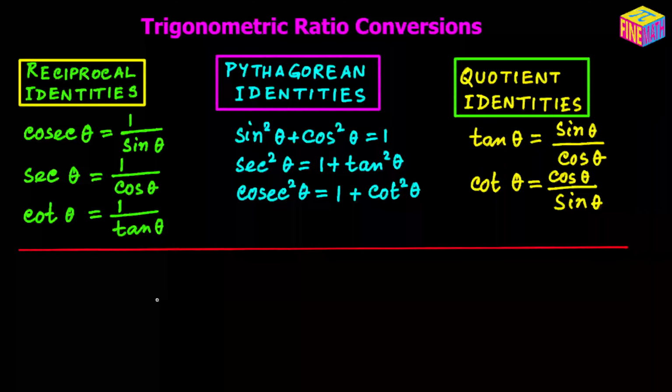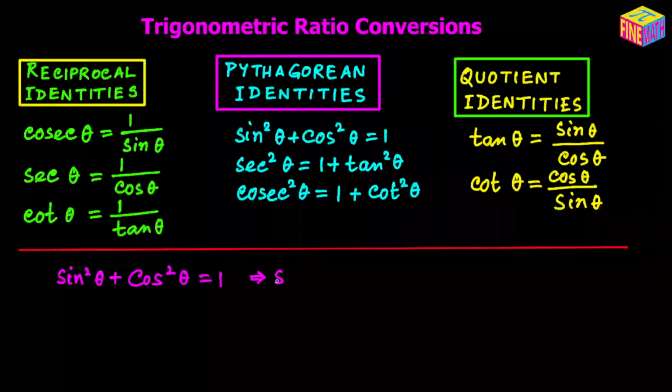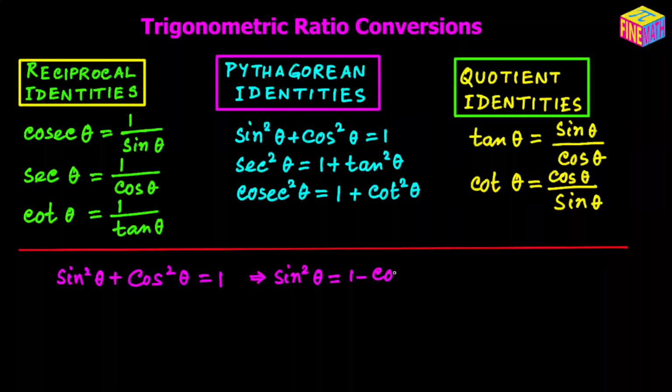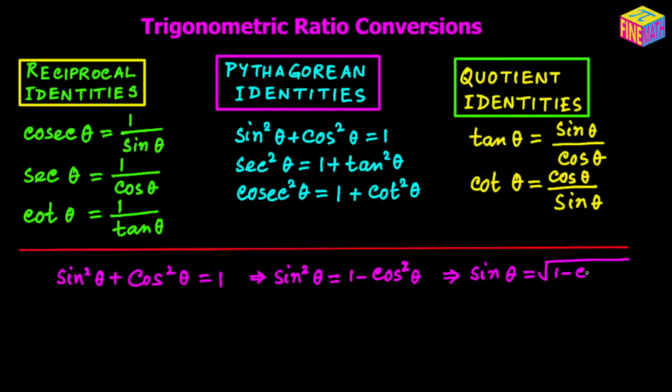So let's try that. From here, can we say that sine squared theta would be equal to 1 minus cosine squared theta? Then if you take the square root on both sides, sine theta is equal to the square root of 1 minus cosine squared theta. So now you see that we have already expressed sine theta in terms of cosine of theta.